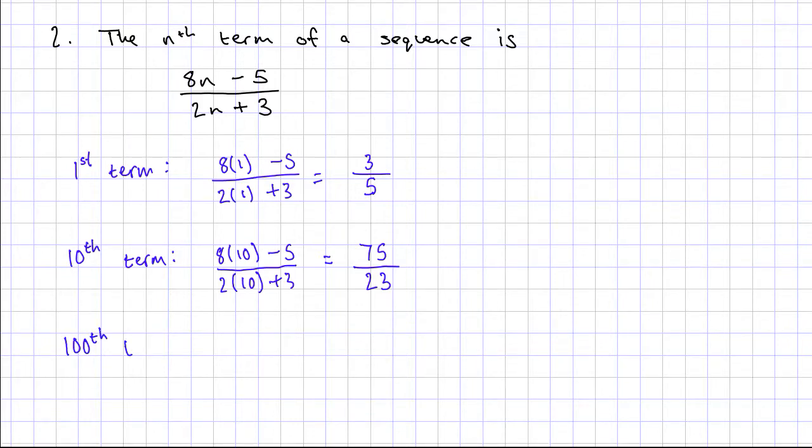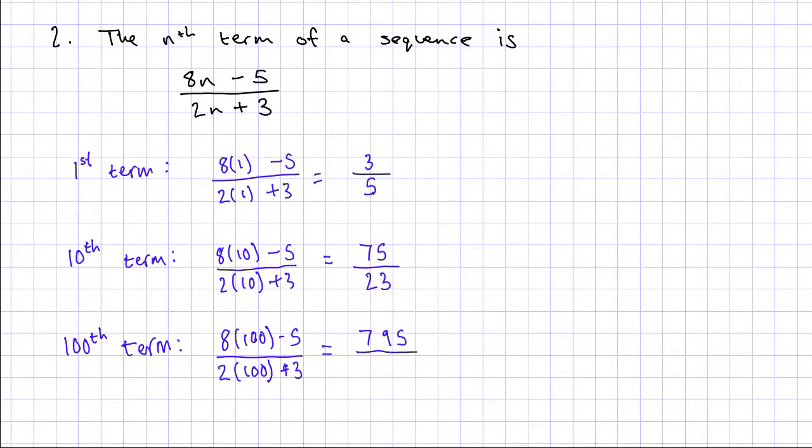Let's try again. Let's try the 100th term. So the 100th term is 8 times 100 minus 5 over 2 times 100 plus 3, and then this is going to be 795 over 203.